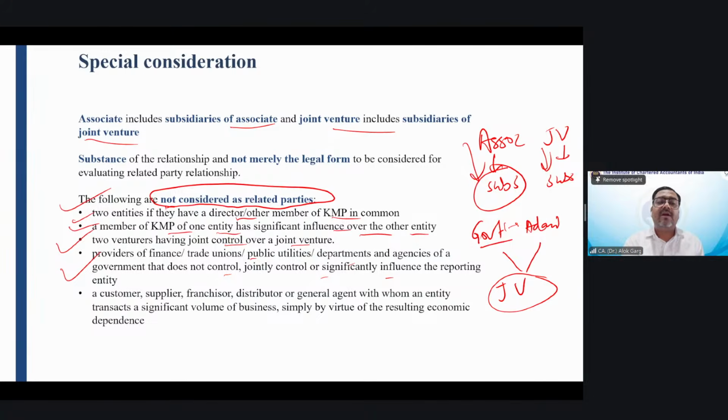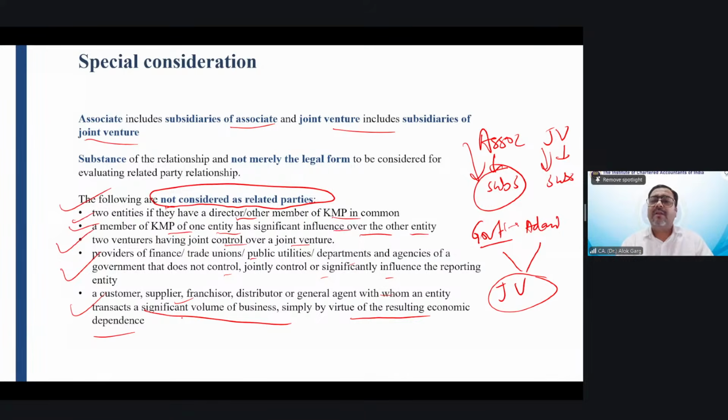No. A customer, supplier, franchisor. You have a large customer. Whether that customer will become a related party? No. Franchisor, distributor, general agent with whom an entity transacts a significant volume of business simply by virtue of resulting economic dependence, right? It will not be a related party, right? Okay, so these transactions are not related party.